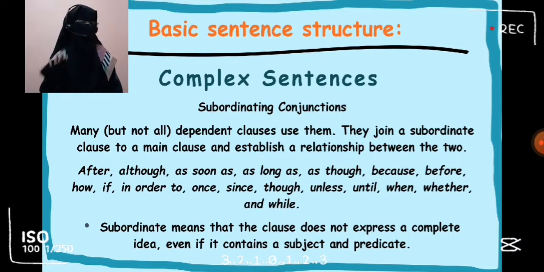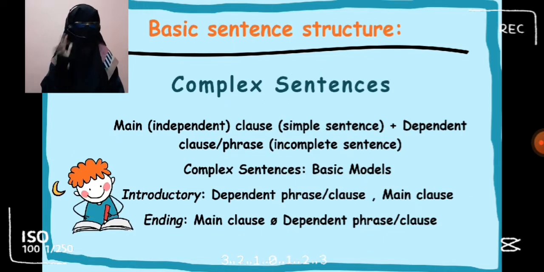And this is not an exhaustive list. There are many other subordinating conjunctions, but this is a list of a few that you will probably see on a regular basis. And subordinate means that the clause does not express a complete idea, even if it has a subject and a predicate. Our basic formula for a complex sentence is that we're going to combine the main or independent clause with a dependent clause or phrase.